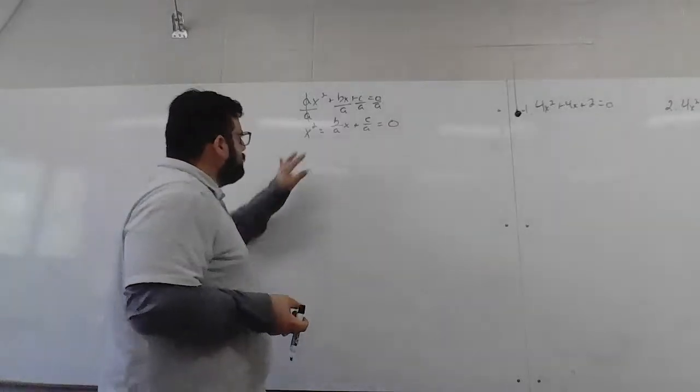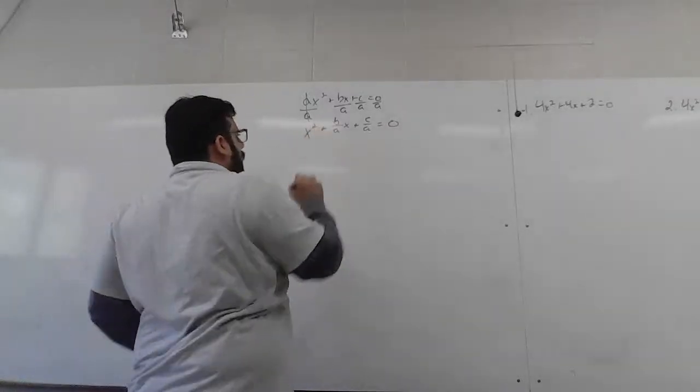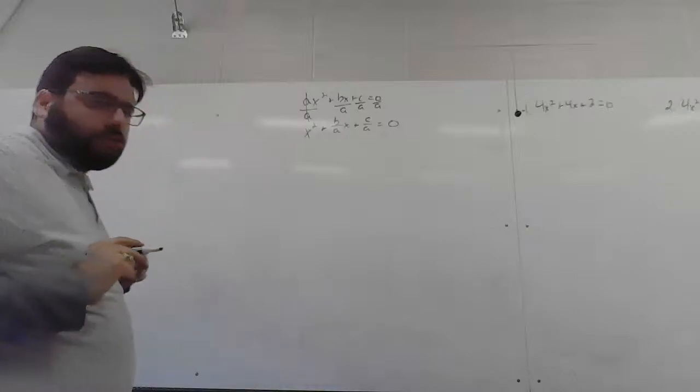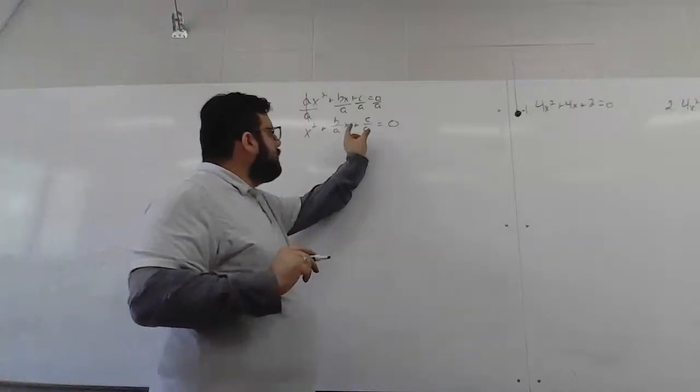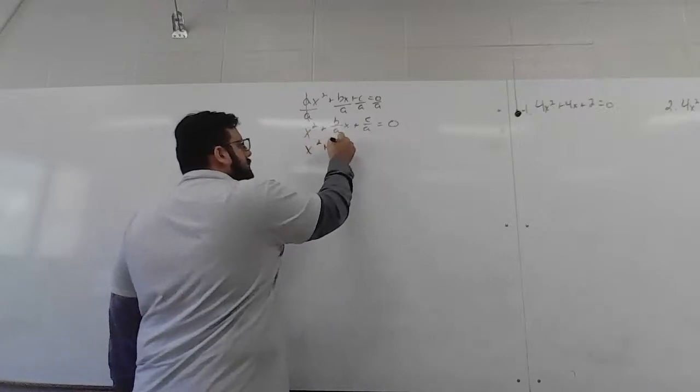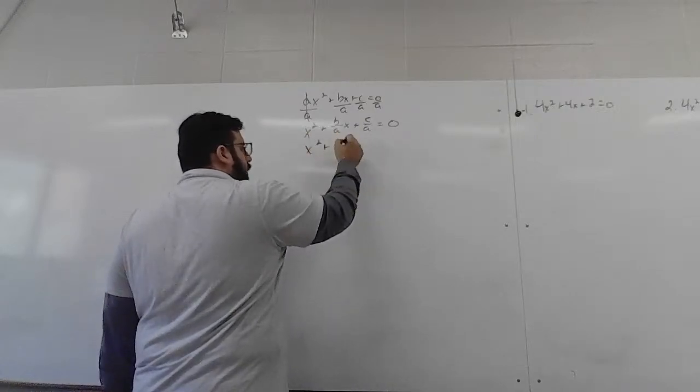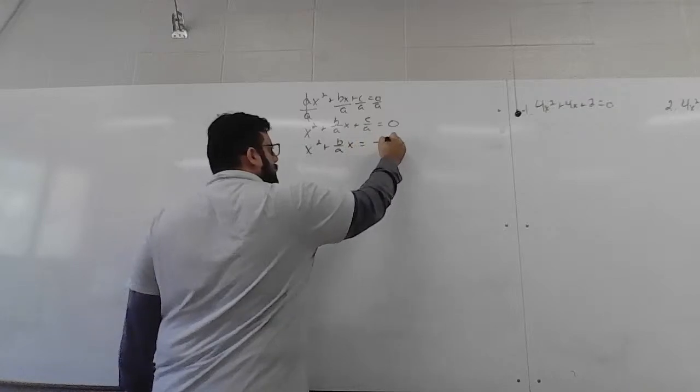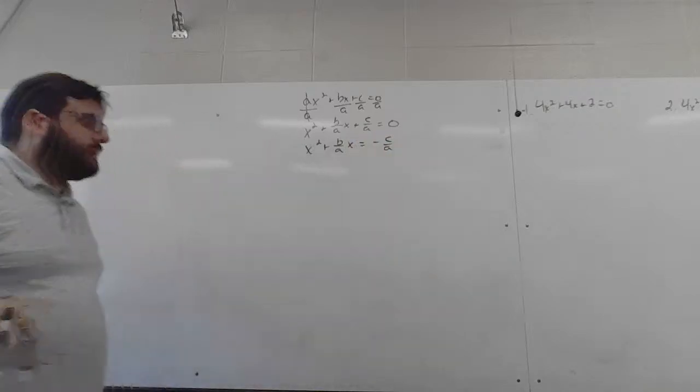Next step is to make sure all of your variables are on one side and everything else is on the other side. So that's c over a. We're going to move that over. We're going to subtract c over a on both sides. That gives me x squared plus b over a x equals negative c over a.